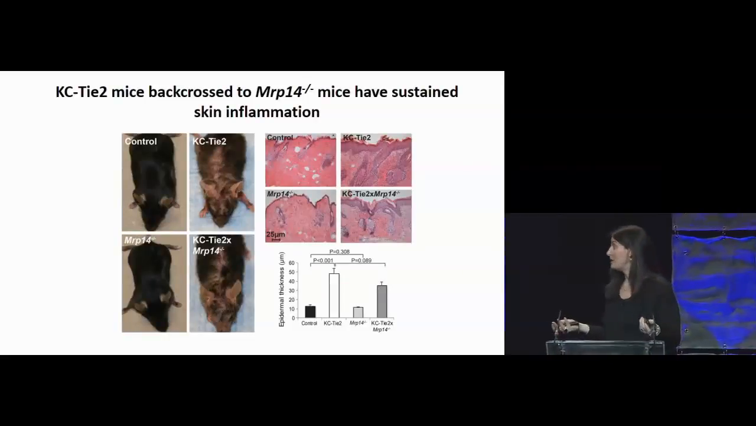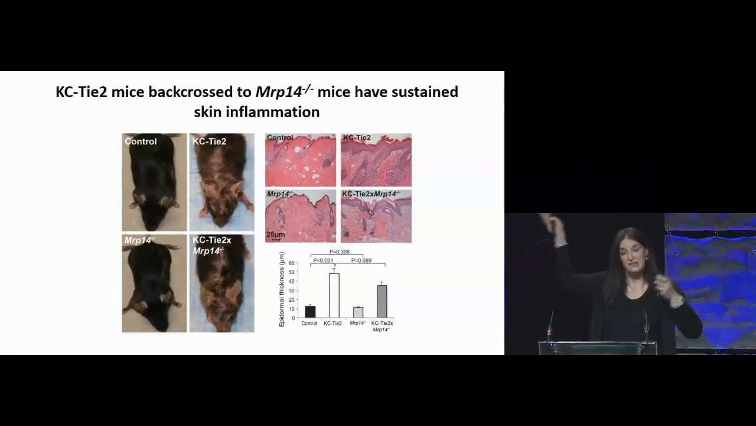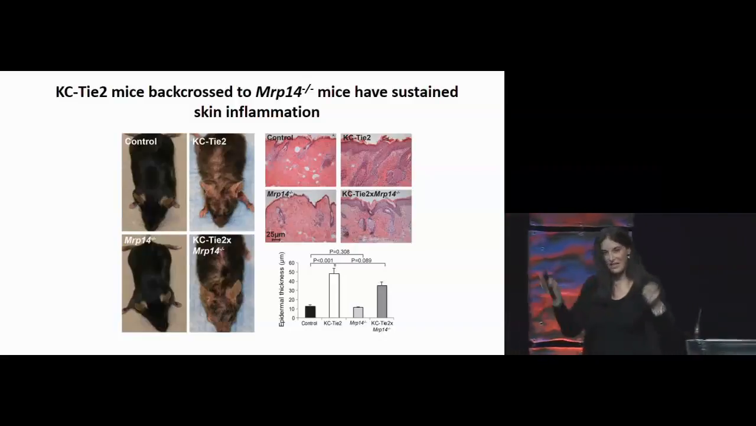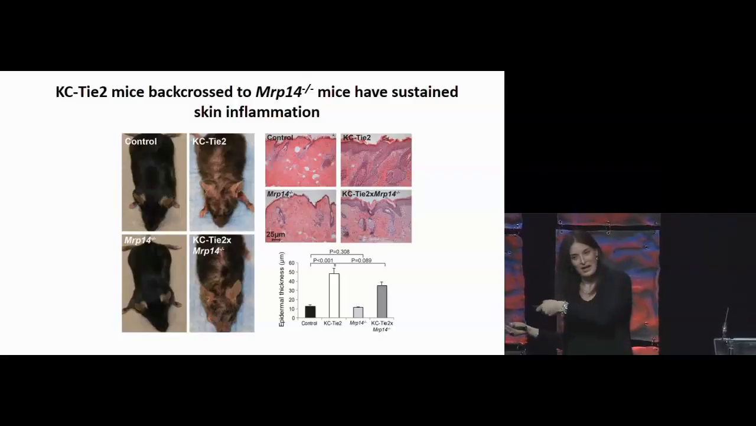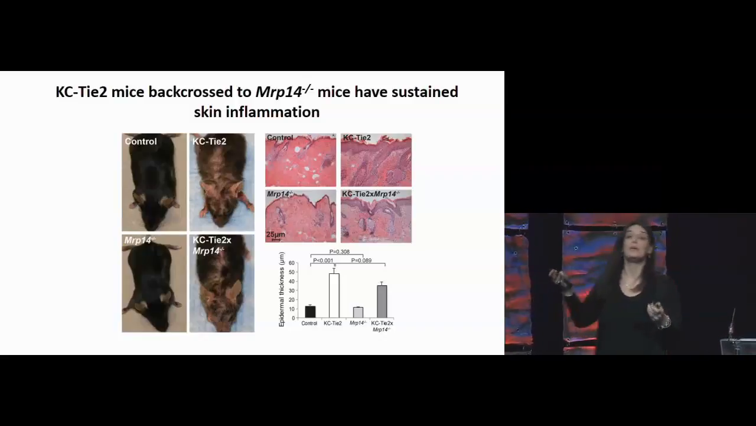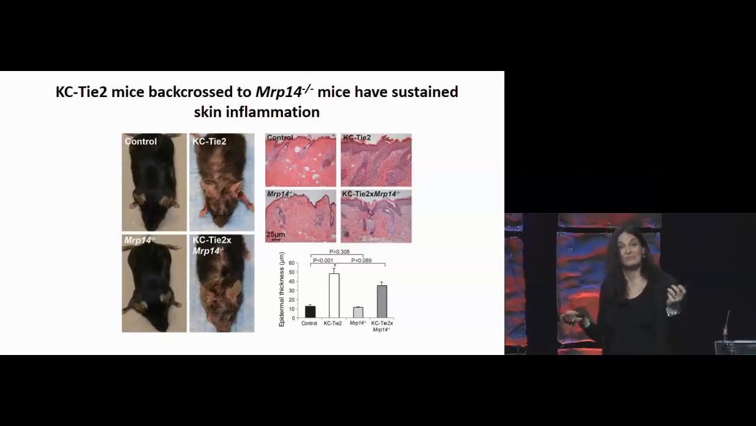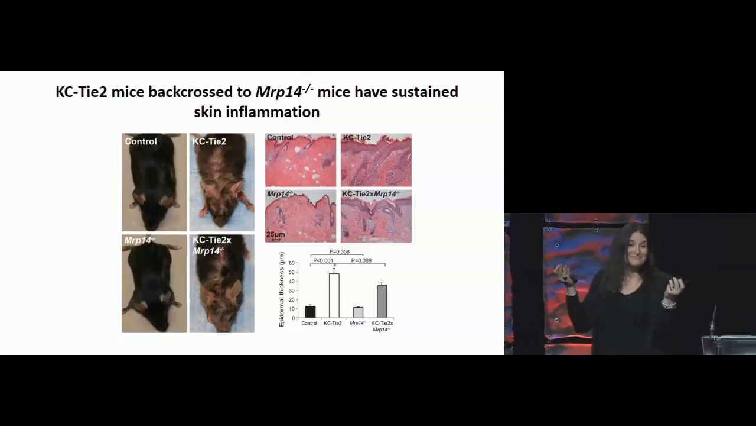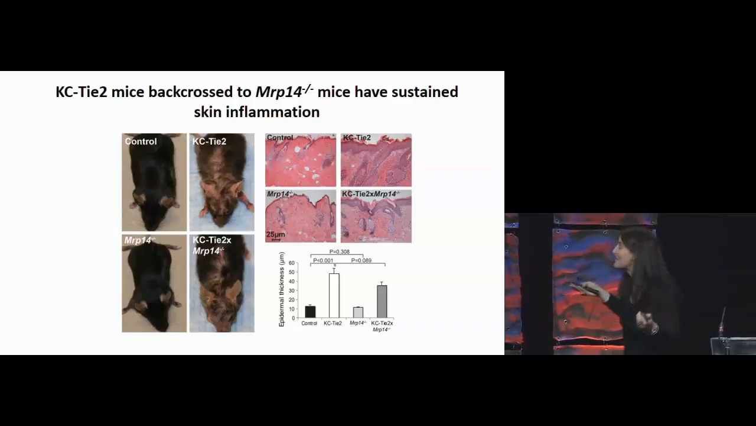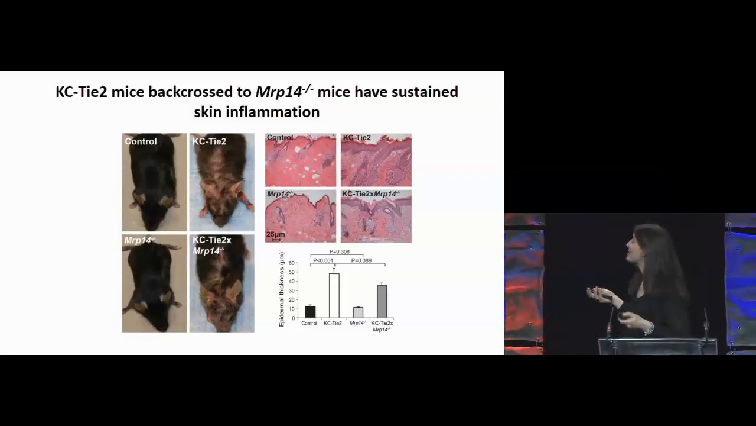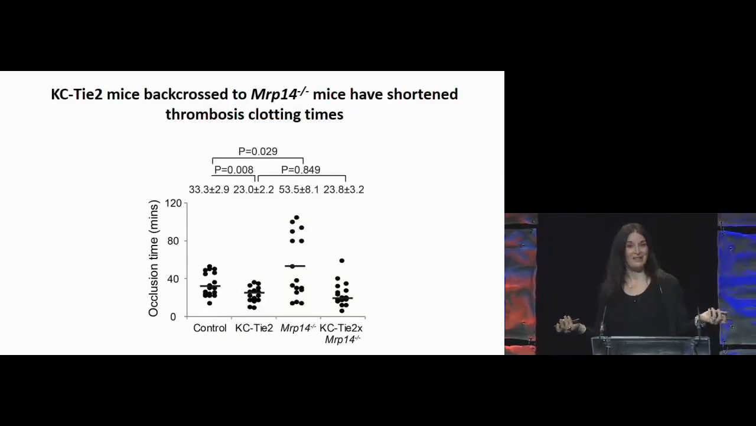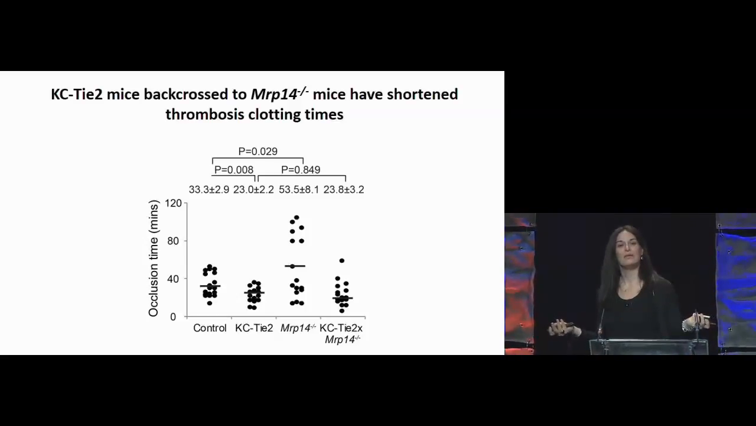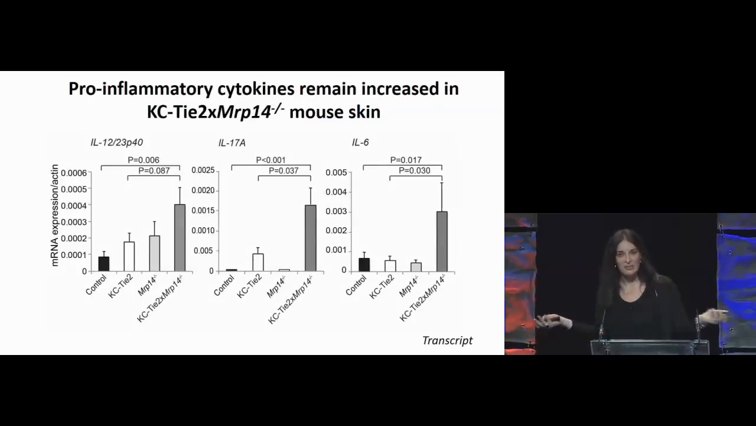So to the young people out here, this is 10 generations of back crossing the KC-TY2 mice to the Black 6 background before we could back cross them to the S100A9 MRP14 knockout mice. And I hope you can appreciate nothing changed. 3 years of work, God knows how much money in animal housing. Nothing changed. The skin's still inflamed. They look the same. The skin's still thick. And worse, the clotting time didn't change. Why? Something in the skin must still be driving it.